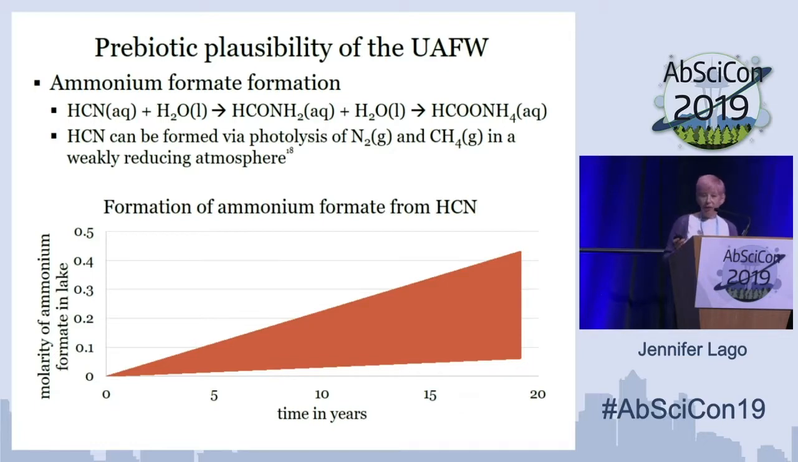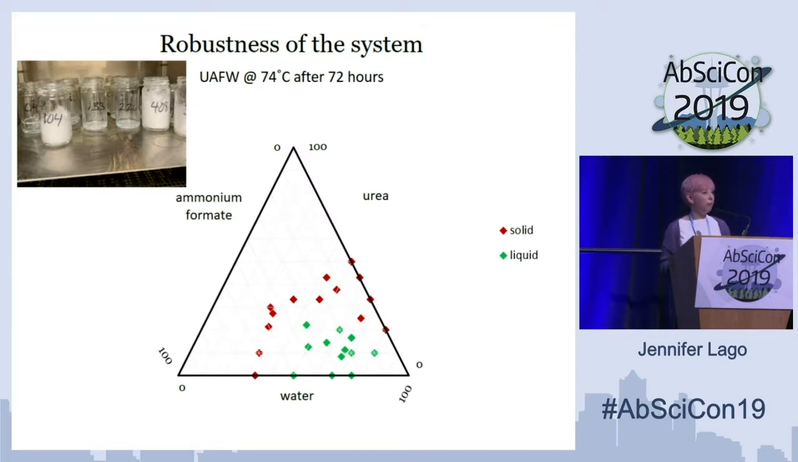So we said, okay, we know water's going to be available, ammonium formate, urea. It seems like it'd be plausible in a lot of different conditions. But what happens in different molar ratios of this? Because a 1 to 2 to 4 molar ratio is very specific and might only be found in certain areas. So what I did here is I took multiple different molar ratios of the UAFW, plotted them on a ternary diagram, and after 3 days, took a look at the physical characteristics.